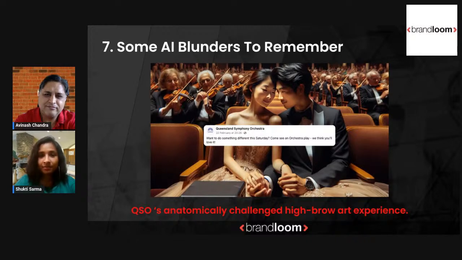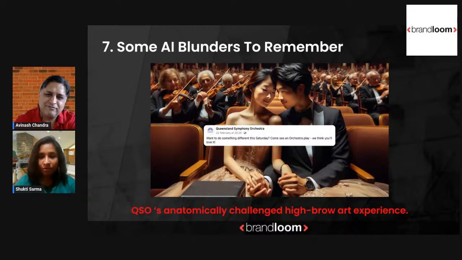They created this, they put it up, and they wanted you to come see the orchestra play. And as you can see, nobody really wanted to see the orchestra play because they were too busy trying to figure out how many fingers these people have combined and who is holding whose hands. It was pretty strange.